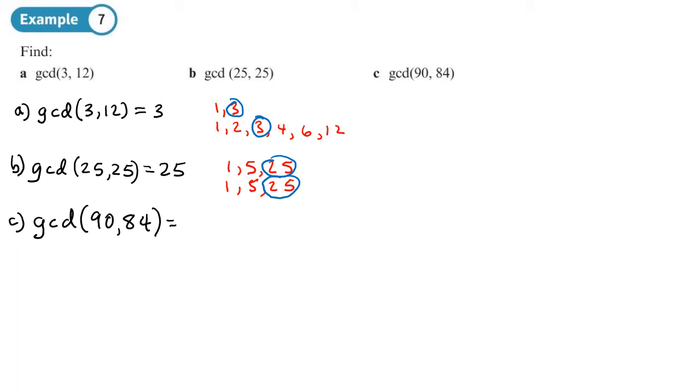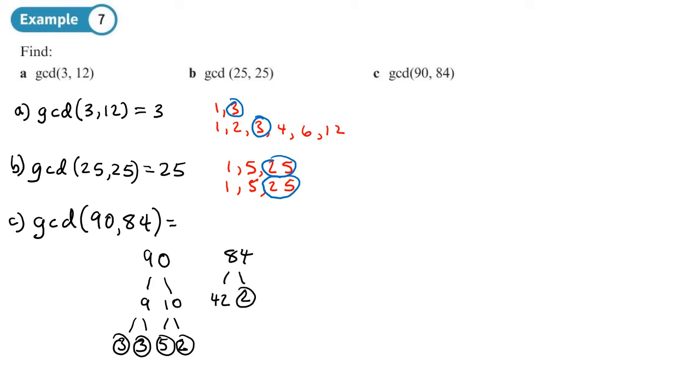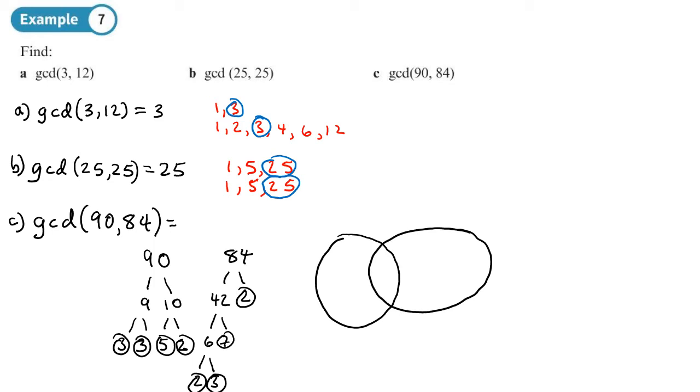Now I'll probably do this by listing factors, I think. Actually, I won't list the factors, there are too many, so I'm going to use factor trees like this. And a factor tree for 84. So that would be 6 and 7, and then 2 and 3. Let's put these in a Venn diagram. This is not the method we're really using, just doing it for this question here.